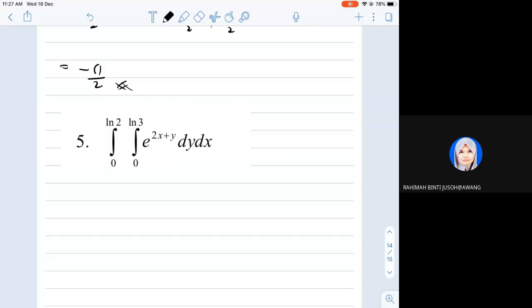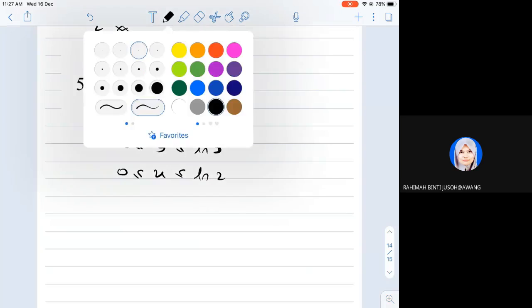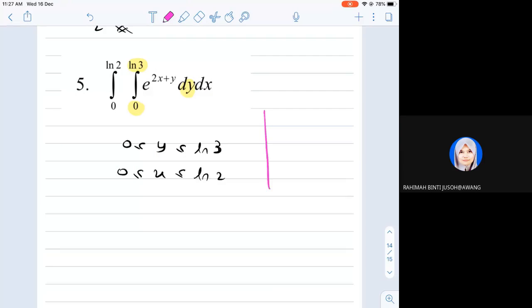Okay, don't worry guys, don't panic when you see this. It's still a constant. Okay, kalau you tekan ln 3, you akan dapat a number. So it's just a constant. Don't worry. Right, so limit y is from 0 until ln 3. And then x is from 0 until ln 2. So of course, the graph will be like this. Region R.